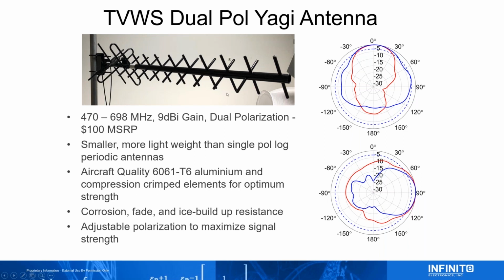It's also very lightweight. It's using 6061 aluminum. So that's a very high grade of aluminum, compression crimped elements, and then painted black. So ice buildup is going to melt off very quickly once that sun hits it.